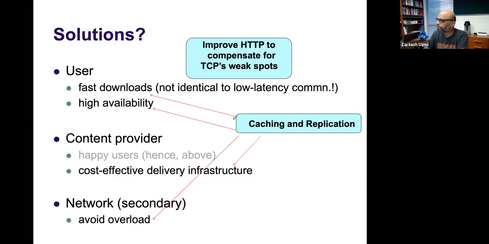So the solutions that we have talked about is improve the HTTP to compensate for TCP's weak spot. Next time we are going to talk about caching and replication. We'll talk about caching and replication in the next lecture.